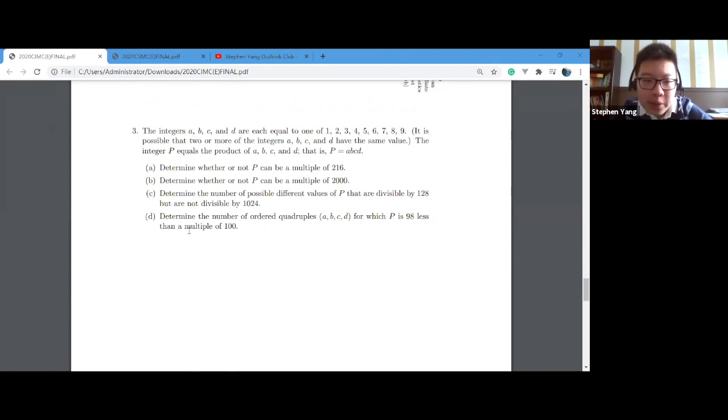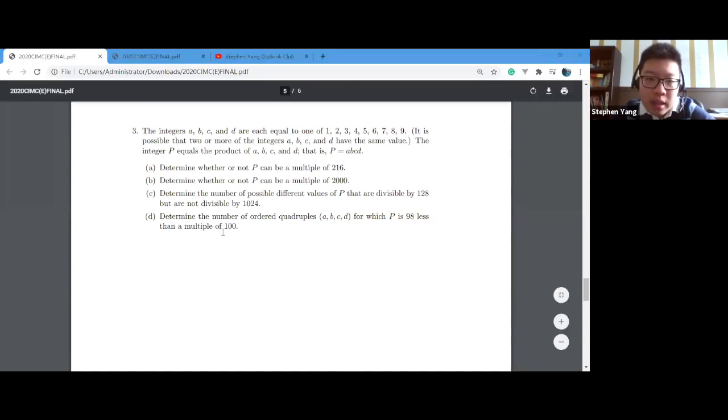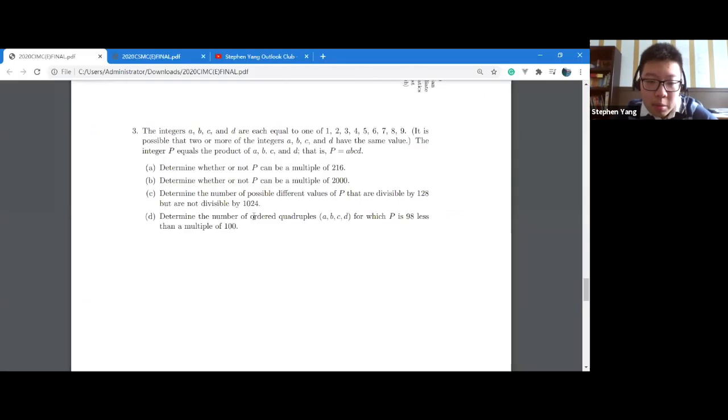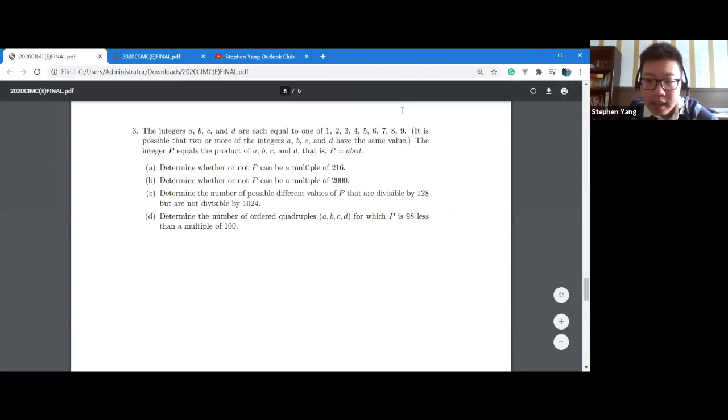Okay, so then let's look at part D. Part D is to determine the number of ordered quadruples, notice that it says ordered quadruples, and it is wanting you to find a, b, c, d, not p, for which p is 98 less than a multiple of 100.